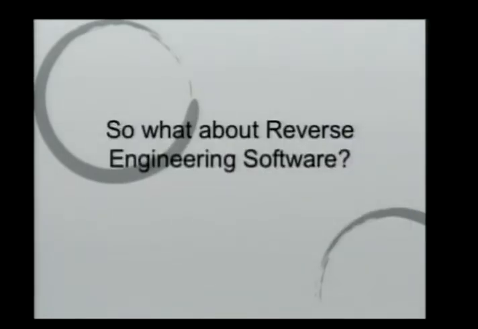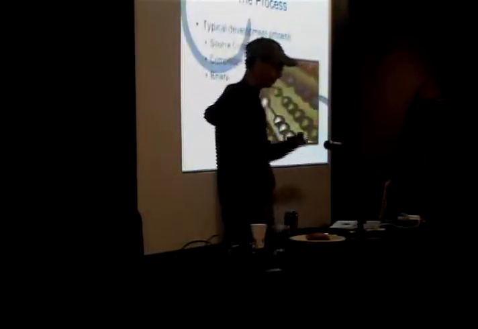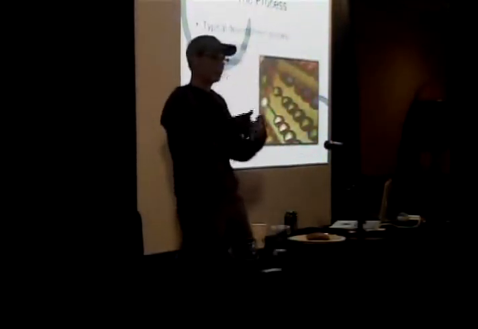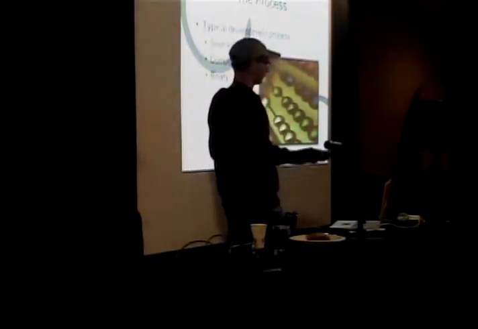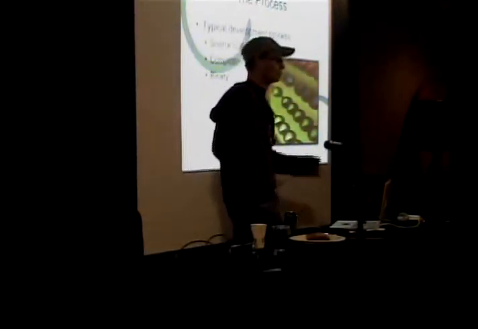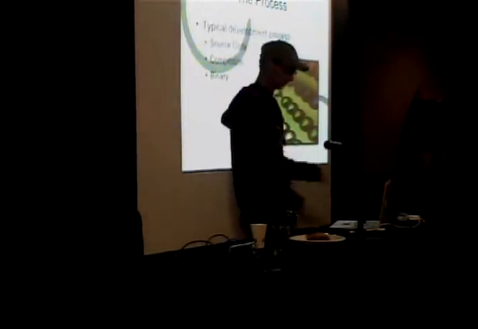So what about reverse engineering software? Let's get to it, okay? What's the process? It's pretty simple. The typical development process of building up a piece of source code is you write the source code, you compile it or assemble it if you wrote in assembly, and then you come up with a binary, right? And you ship that binary out to people or clients or whatever.